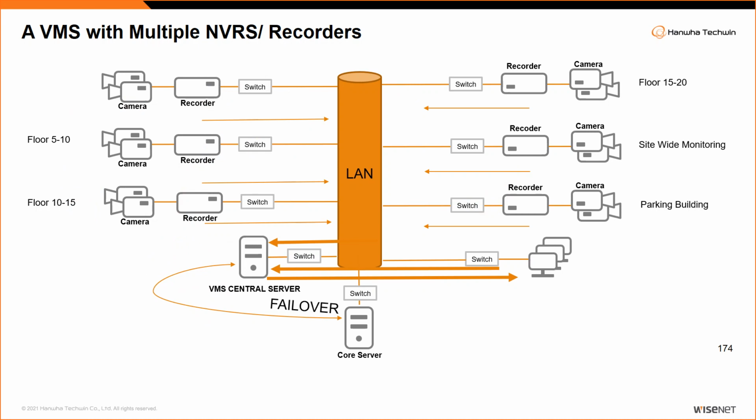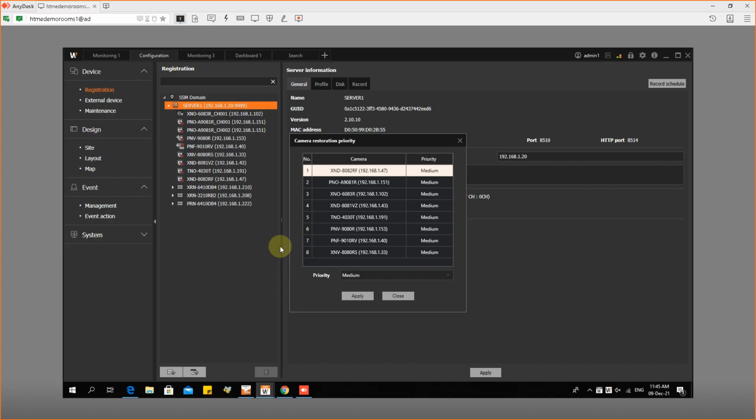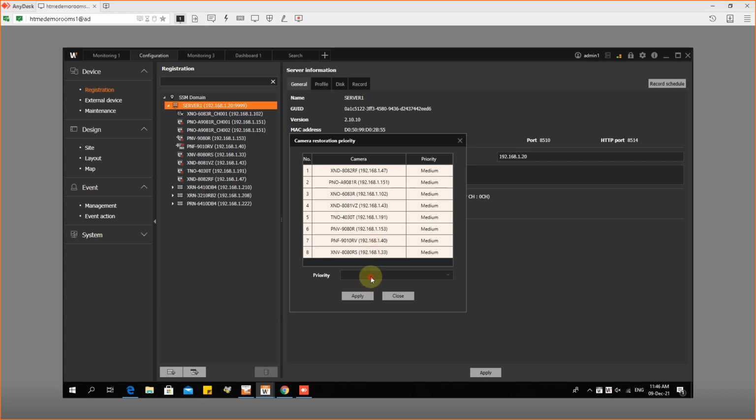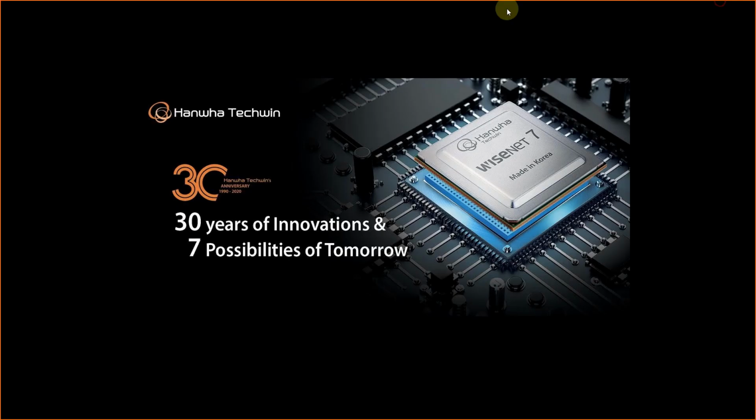So how do you decide? You can tell each server what are the high priority cameras which should fail over. So here in server 1, I can specify the first 10 cameras maybe. I can say these are high priority. The remaining ones, I can say switch off, do not fail over. So, back to the design.